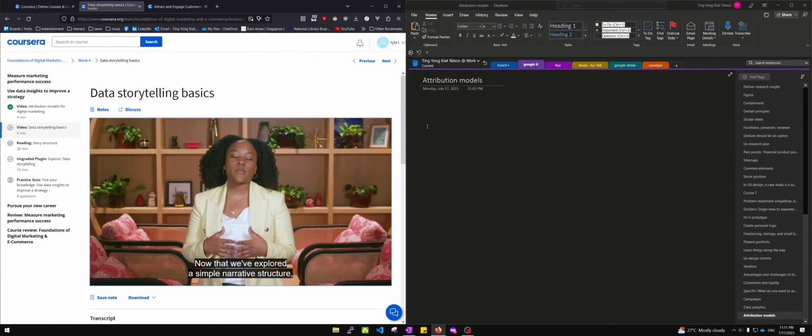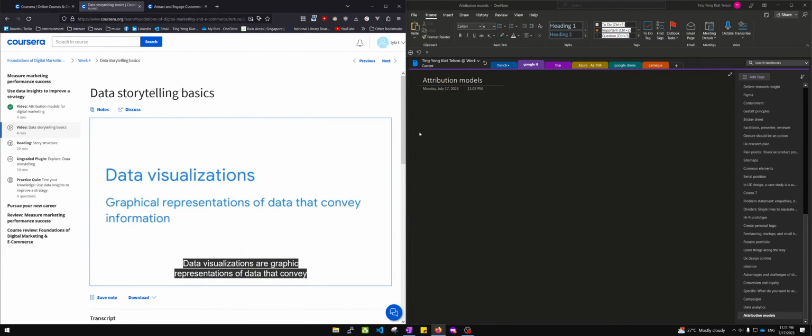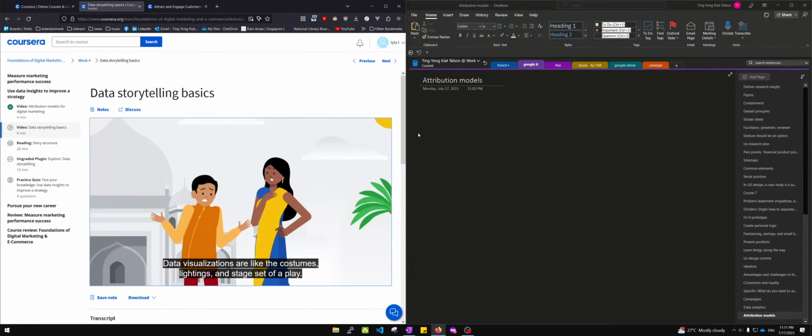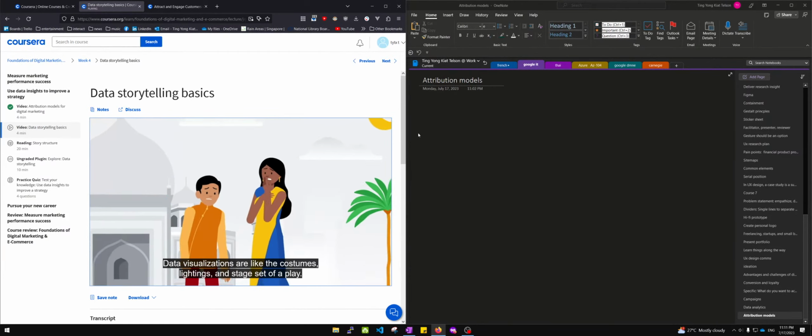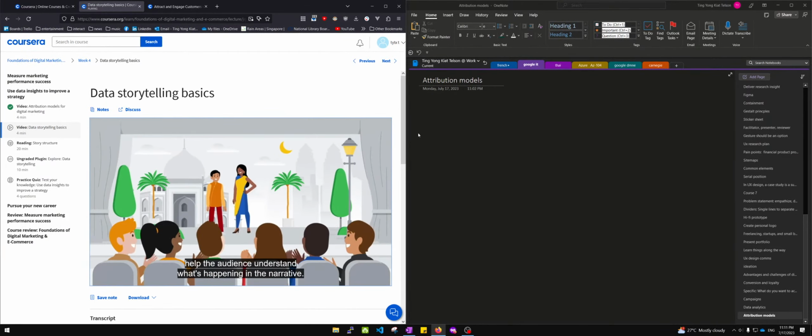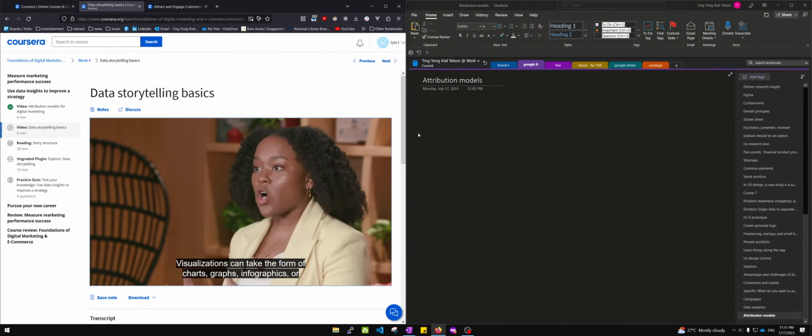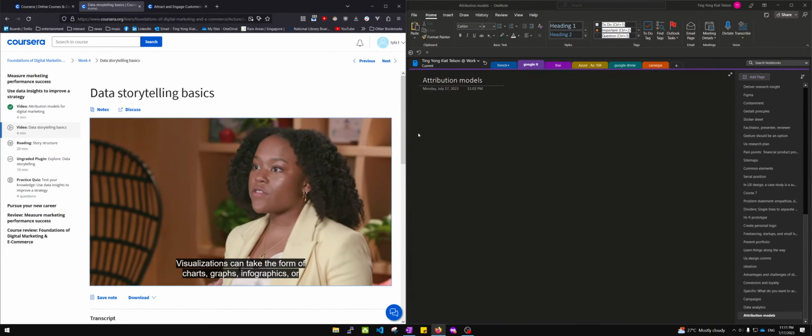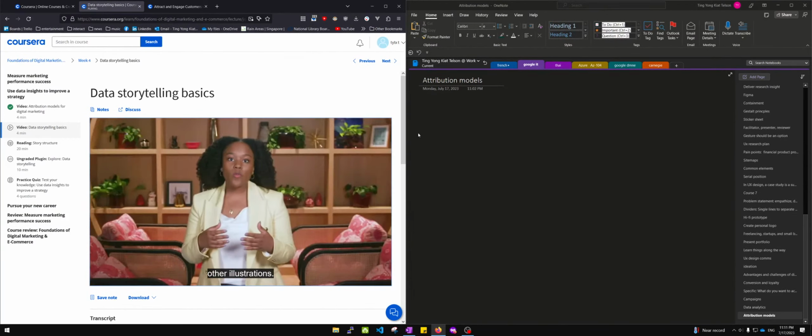Now that we've explored a simple narrative structure, let's get into the last element of data storytelling, visualizations. Data visualizations are graphic representations of data that convey information. Data visualizations are like the costumes, lighting, and stage set of a play. They focus attention and help the audience understand what's happening in the narrative. Visualizations can take the form of charts, graphs, infographics, or other illustrations. A well-placed visualization clarifies trends and expresses relationships between data points.